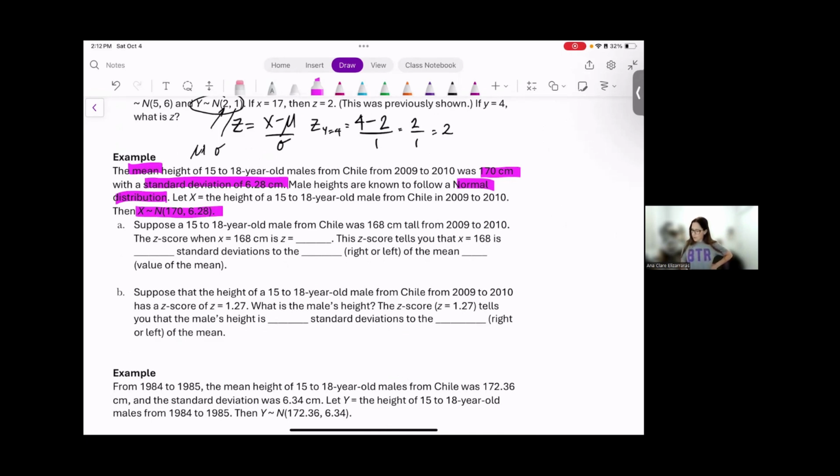Suppose a 15 to 18-year-old was 168 centimeters tall. Then what's the z-score? Well, z is the value of 168 minus the mean of 170 divided by the standard deviation of 6.28. So I do 168 minus 170. It's a negative because that's less than the mean. Divide that by 6.28 and I get negative 0.318. So the z-score tells us that x equals 168 is 0.318 standard deviations to the negative, so we are left of the mean, which was 170.